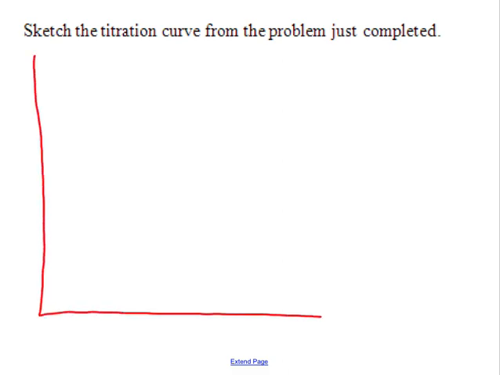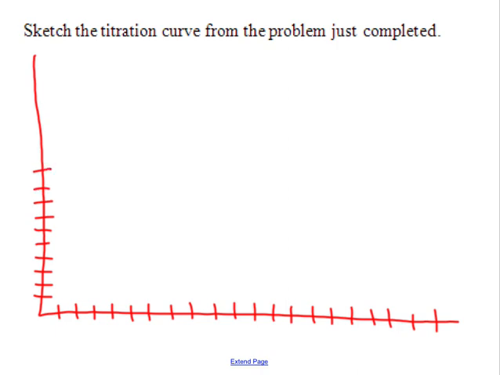Let's go ahead and graph this one. All right, so 5, 10, 15, 20, 25, 30, 35, 40, 45, 50, 55, 60, 65, 70, 75, 80, 85, 90, 95, 100. 1, 2, 3, 4, 5, 6, 7, 8, 9, 10, 11, 12, 13, 14. 2, 4, 6, 8, 10, 12, 14. So this is pH. This is mils of OH minus.